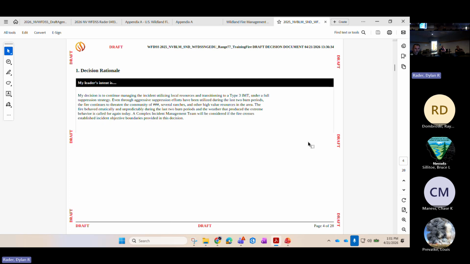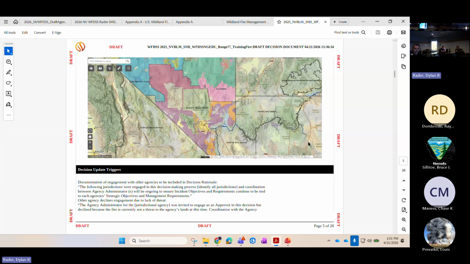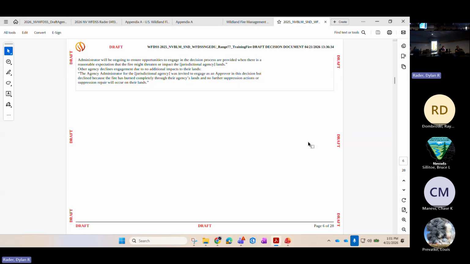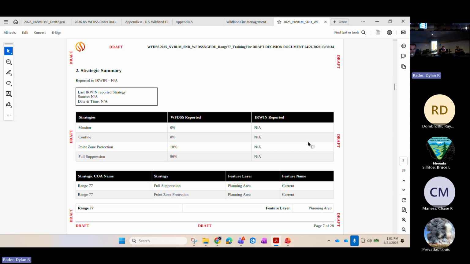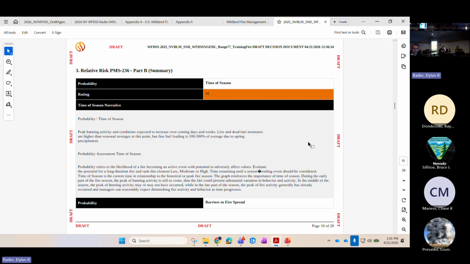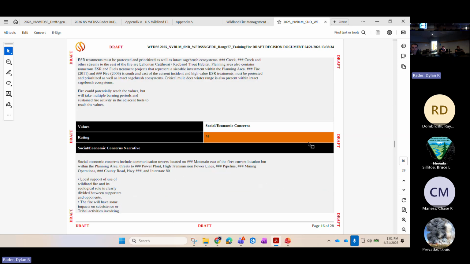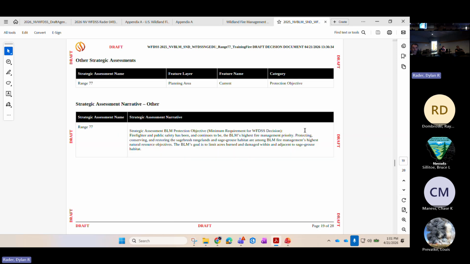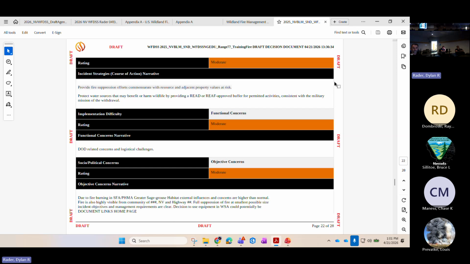And again, the decision rationale is moved now. It's right front and center in the actual PDF document, so it's the very first thing they read. Then you go into the strategic summary, and then you go into the PMS 236 portion, relative risk, organizational needs, and the rest of the decision is all right here.